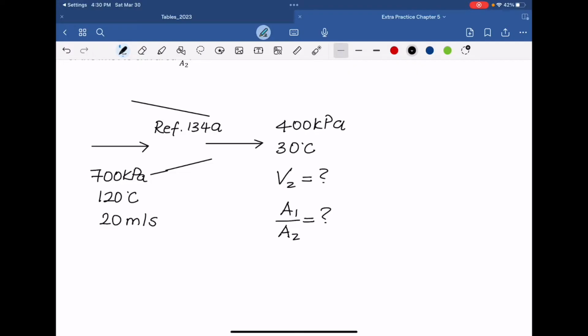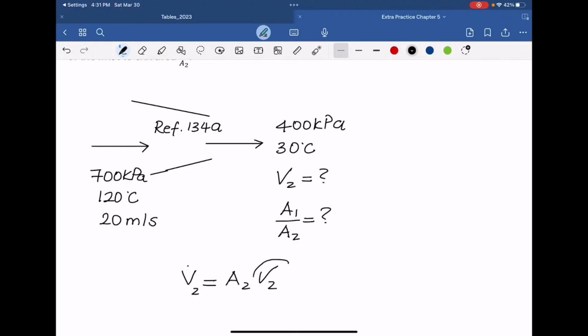But let's talk about how we can find the velocity at the exit. So there are ways. For example, if you know the mass flow rate equation or the volumetric flow rate equation, for example, remember this is, let's say, at the exit.